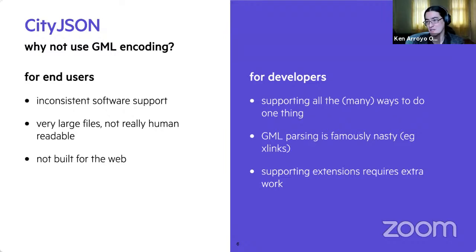For developers, GML parsing is also a famously nasty problem that you cannot easily attack with regular expressions or some simple tools. There are also XLinks between different features, which are complicated. GML is also not really built for the web, partly because it's very verbose, but it's also hard to parse and doesn't really have direct support in many things. And in CityGML, supporting extensions for developers requires extra work. So if you have an extension, let's say for energy, your software needs to have specific support for the Energy ADE in order for it to work well. And that's something we try to avoid with CityJSON.